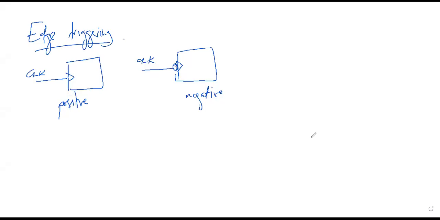All right, we continue. I introduced triggering methods. I introduced the clock. I introduced the synchronizer. I introduced sequential circuits. With sequential circuits, we have asynchronous and synchronous circuits. Asynchronous, no clock. Synchronous, there is a clock.